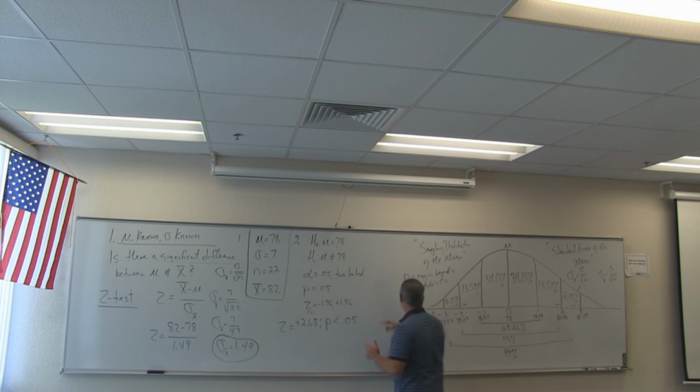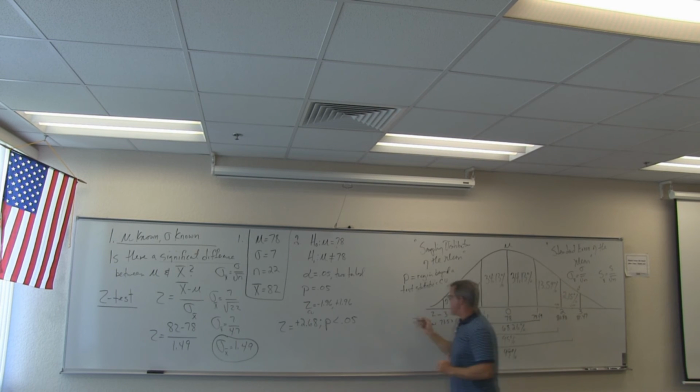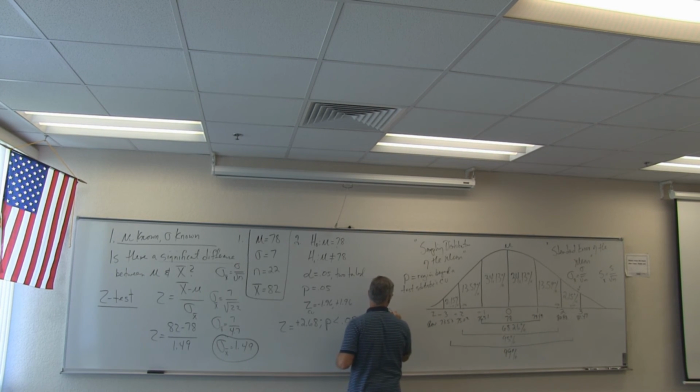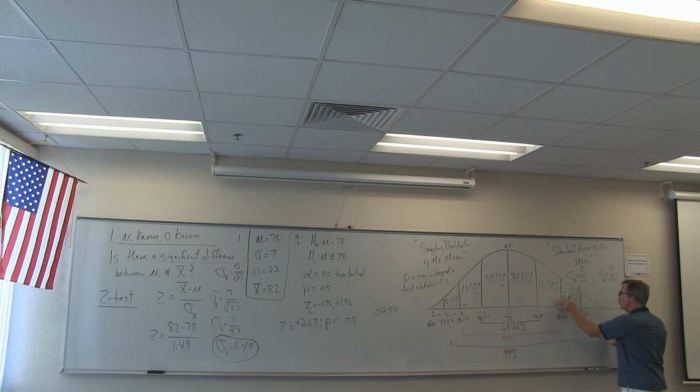Before the analysis, our needles were right here and here: 2.5% area from here back, 2.5% area from here back. But guess what? Z changed. Z turned into 2.68. This needle stayed right here, therefore this area remained at 2.5%. But this needle shifted from 1.96 over to 2.68 and actually smushed this p region. It reduced it to something less than alpha.